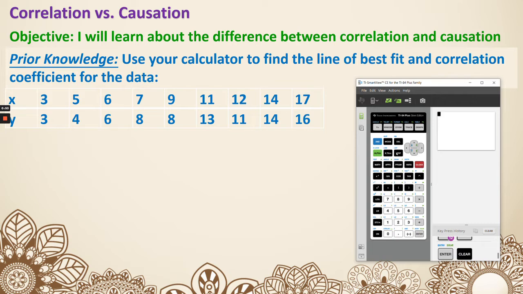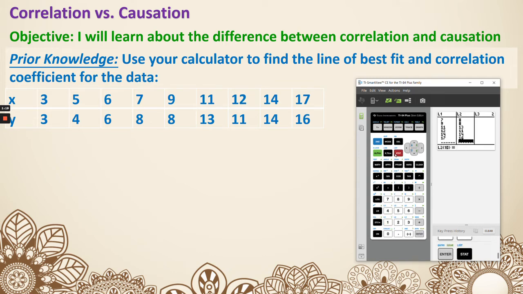Then start typing the data: stat, edit, and I'm going to type X into the first list: 3, 5, 6, 7, 9, 11, 12, 14, and 17. I'm going to type the numbers into the second list for Y: 3, 4, 6, 8, 8, 13, 11, 14, and 16.